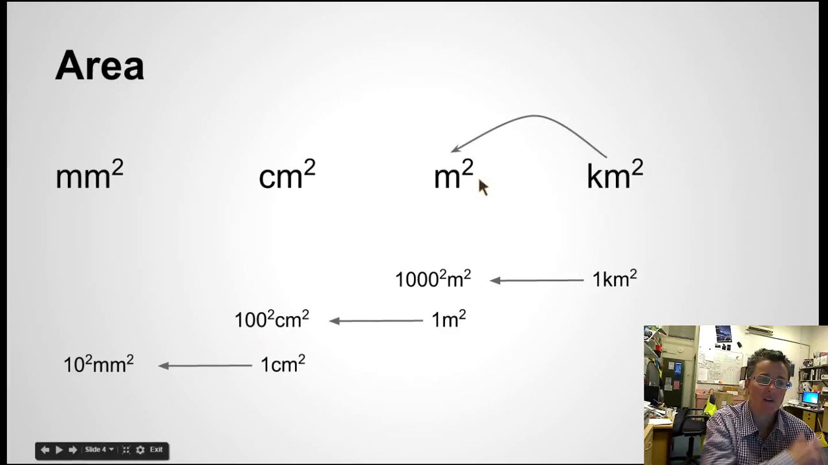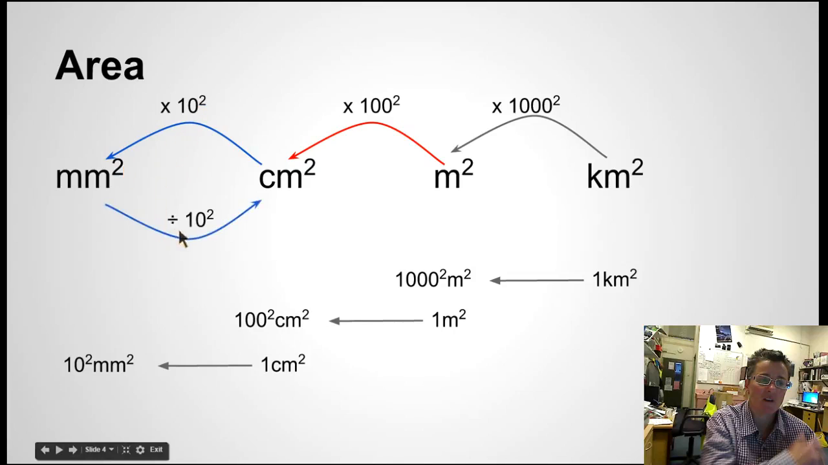So to convert kilometers squared to meters squared, we multiply by 1,000 squared. To go from meters squared to centimeters squared, we multiply by 100 squared. And from centimeters squared to millimeters squared, we multiply by 10 squared. And going in the reverse, we divide by 10 squared, centimeters to meters, divide by 100 squared, meters to kilometers, divided by 1,000 squared.